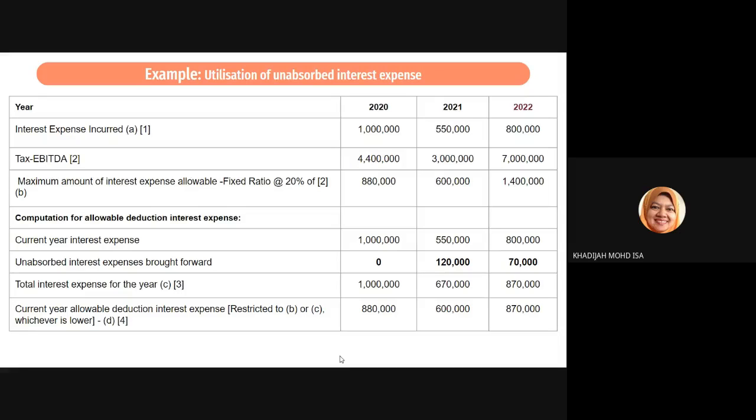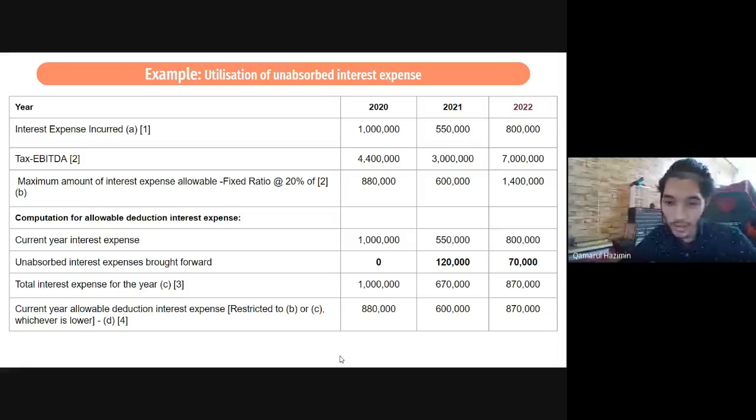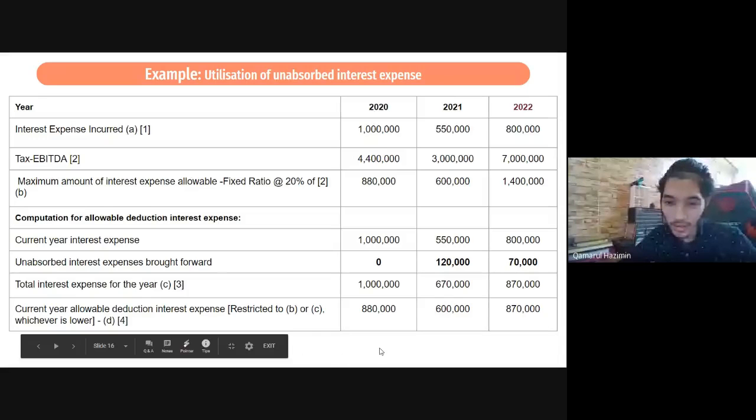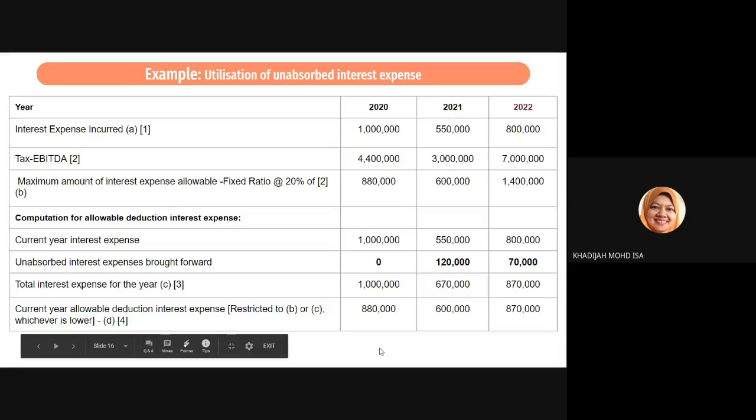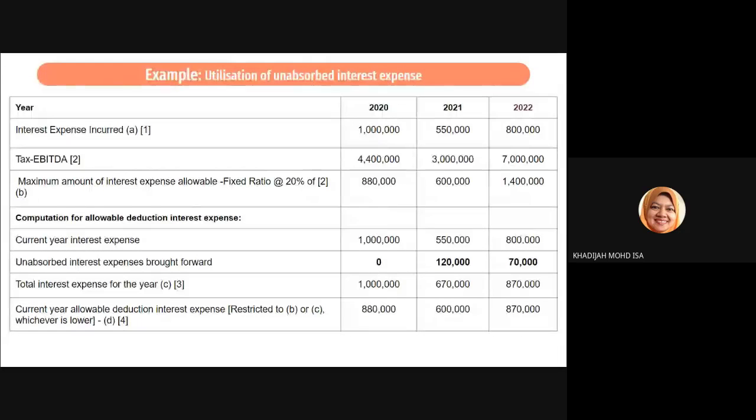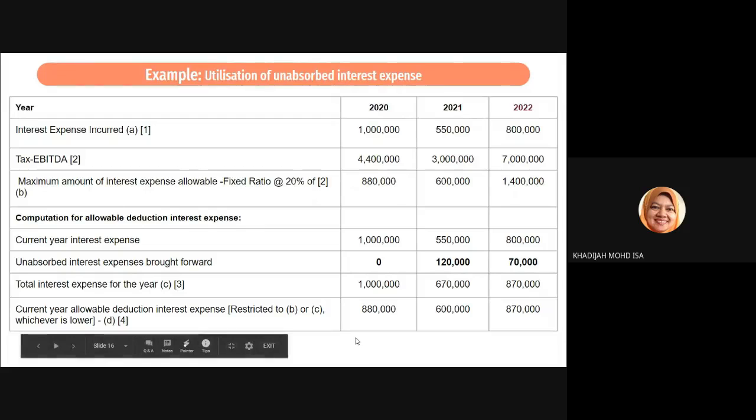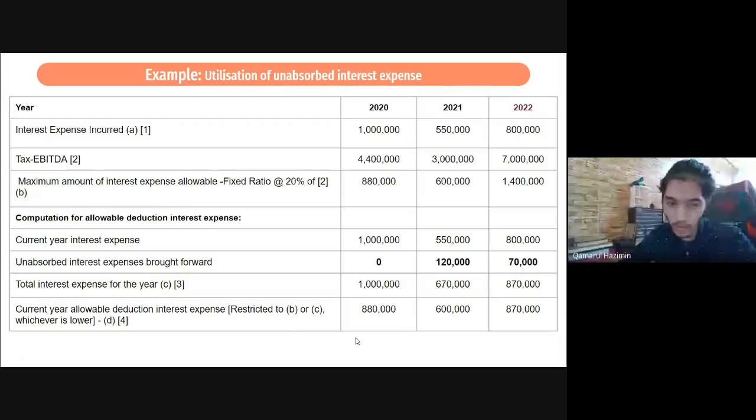In your tax computation. We choose the lower interest. So because they have decided that the last line is the one that you're going to claim, this is the amount allowable for deduction for your interest expense: 880, 600 and 870. But where do you claim this? On the tax computation.